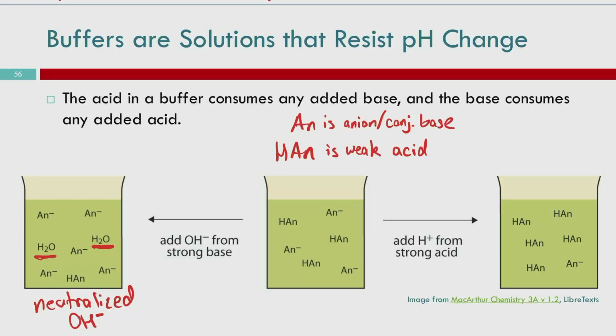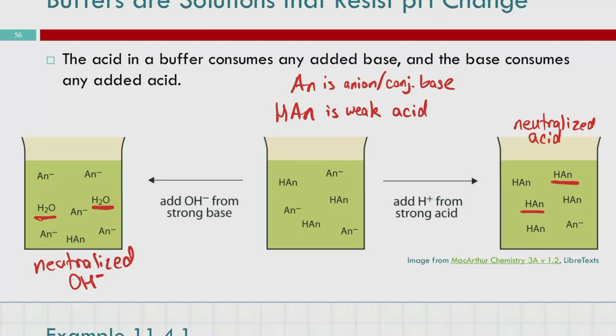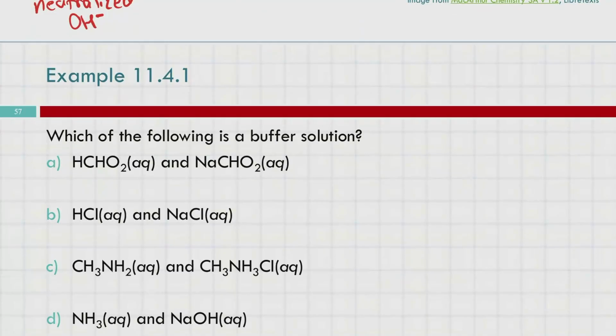On the other side, we could add H+, for example, from a strong acid, and we've got some extra HAns that form in solution. Those formed when we neutralized the acid. There'd be some other ions that would be floating around. So just showing you that we can do both of those.